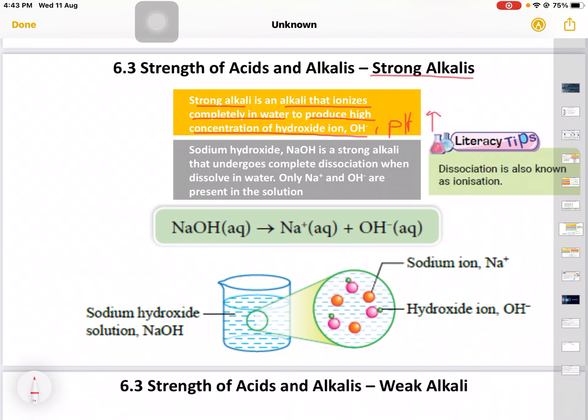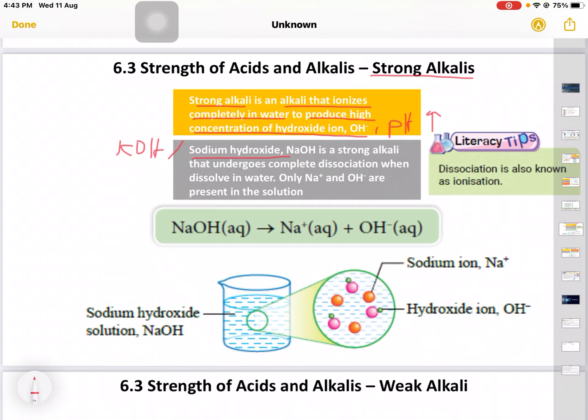They are directly proportional. Maksudnya, when the concentration of hydroxide ion is high, the pH value is also high. An example of strong alkali is sodium hydroxide. We also have KOH, potassium hydroxide, barium hydroxide, and so on.